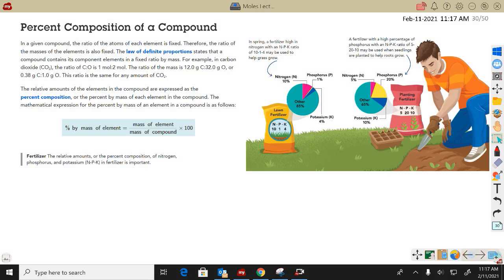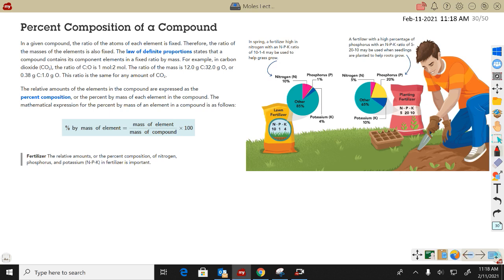Now that we've mastered the mole, we're moving on. We're moving up in the world. We're going to look at the concept of percent composition. Percent composition is exactly what you would expect. It's like a percentage, where it's the mass of a part divided by the mass of a whole.